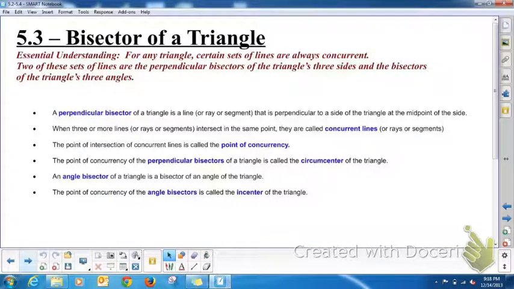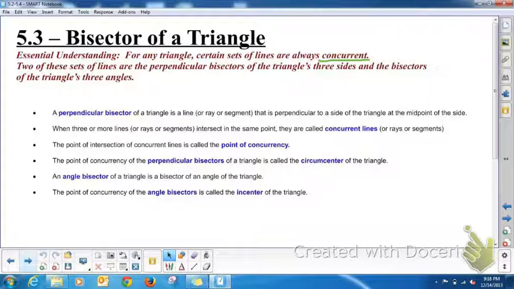On to section 5.3, bisectors of a triangle. It's essential that you understand for any triangle, certain sets of lines are always concurrent. Concurrent's an important vocab word in this section. Two of these sets of lines are the perpendicular bisectors of the triangle's 3 sides and the bisectors of the triangle's 3 angles. A perpendicular bisector, we just discussed in the last section, of a triangle is a line, ray, or a segment that is perpendicular to the side of a triangle at the midpoint of the side. We've already learned about midsegments.